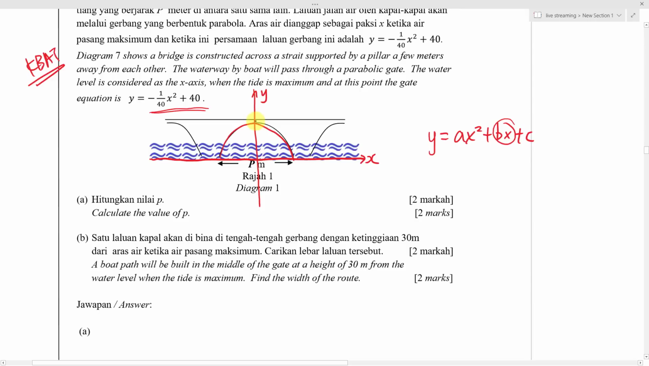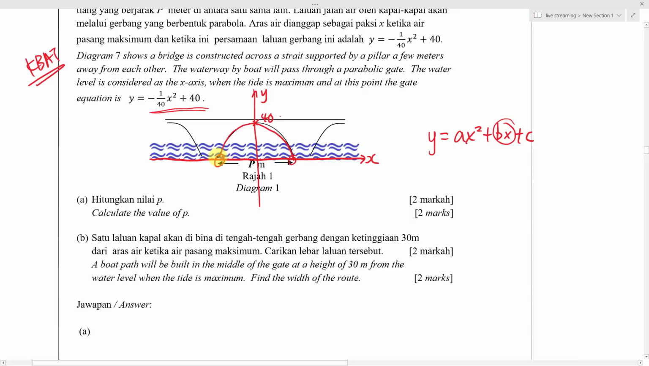So if this is x, definitely I know the maximum here is 40, because plus 40, isn't it? You just make x equal to 0, you can find the y-intercept easily. Okay. The first thing is they ask you to find the value of p. So p basically is the width of this one. And if you can already figure out the x-axis and y-axis, I think p is very easy to find.